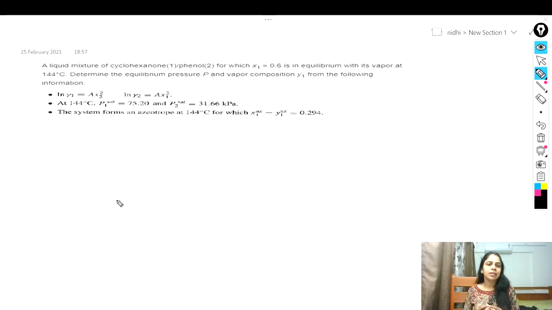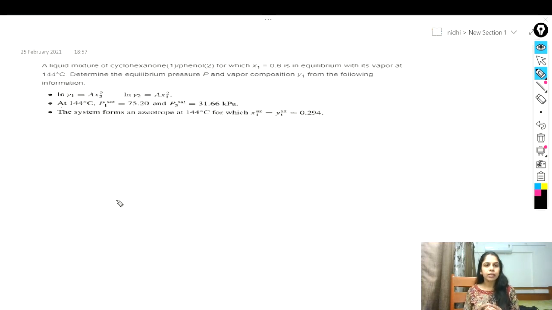Hello everyone. So today I am going to discuss one problem which is based on vapor liquid equilibrium. The question is: a liquid mixture of cyclohexane and phenol for which x1 is equal to 0.6, where x1 means liquid phase composition for component 1, which is cyclohexane, is in equilibrium with its vapor at 144 degree centigrade. Determine the equilibrium pressure P and vapor composition Y1 from the following information.